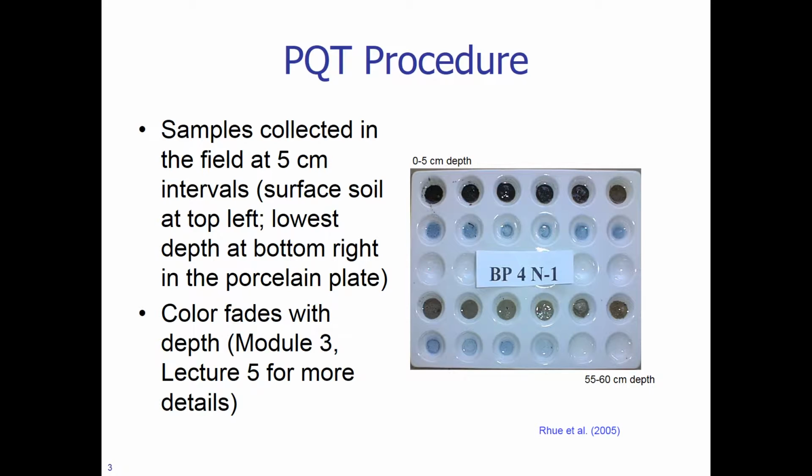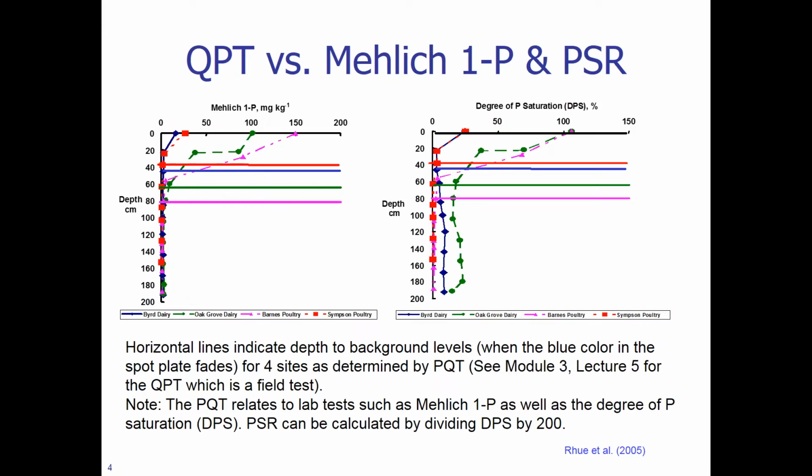Now, if you look at the color that has been developed using the ammonium molybdate blue method, the Murphy-Riley method, you will find that the color fades with depth, and the background occurs somewhere about 55 to 60 centimeter depth. Now, this information we'll look at in more detail in the next slide.